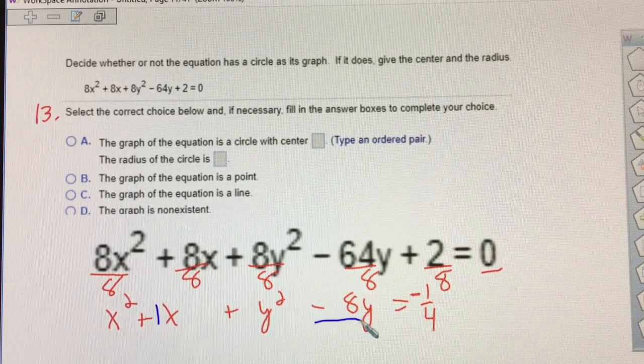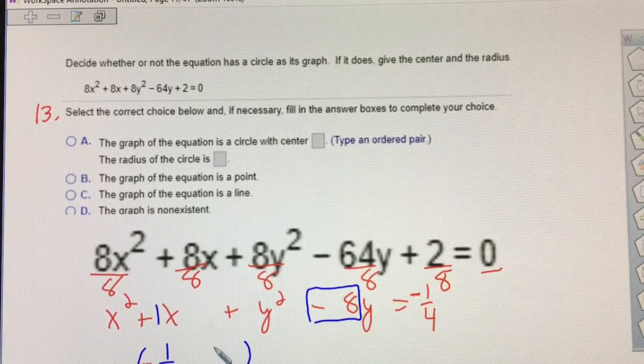And I'm going to take half of this 1 in front of the x. I'm going to take half of this negative 8 in front of the y. And that's going to give me my coordinate. Well, half of 1 is 1/2, and then I put the opposite in. Half of negative 8 is negative 4, but I put the opposite in.